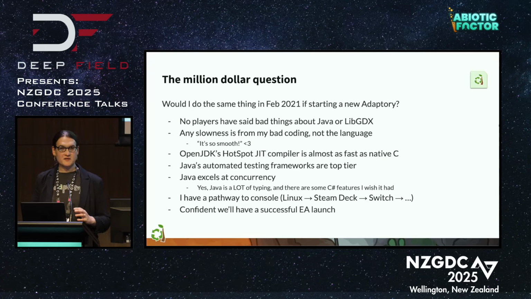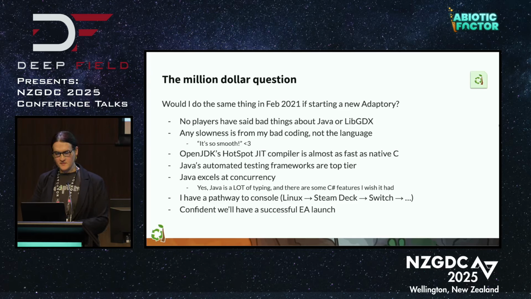Java's automated testing frameworks are fantastic. I've been working in them for decades, and I knew that a good automation testing framework was going to help a lot with Adaptory. Java is fantastic at concurrency. I wanted a game where I could have concurrent systems and simulations working together. When I started working on Adaptory, I wasn't aware of Unity's DOTS system. I think it was still in beta testing or something, but I knew that I could do it with Java.